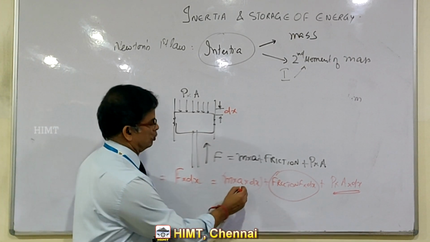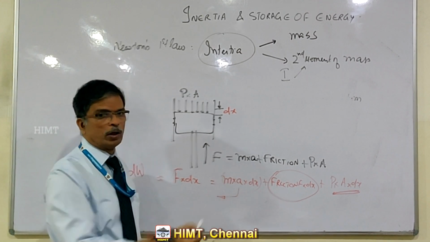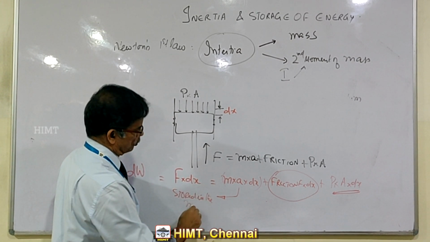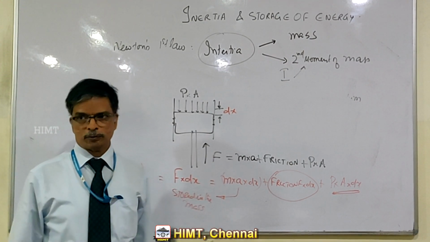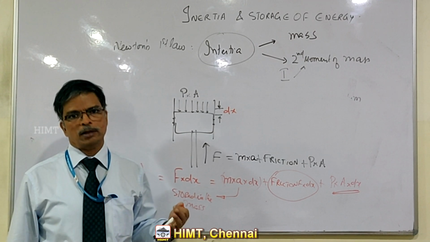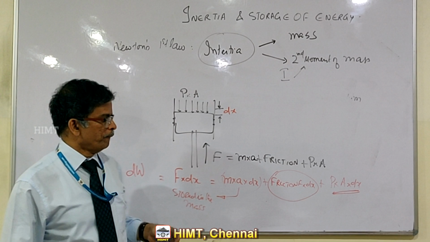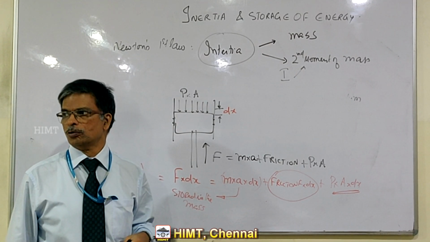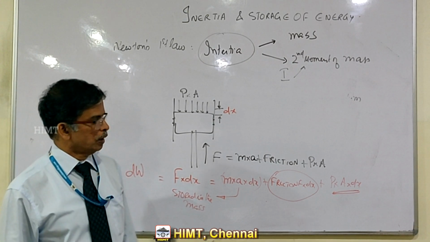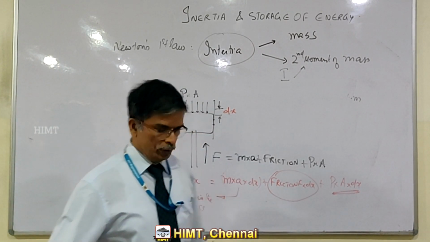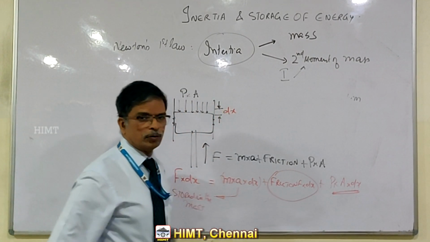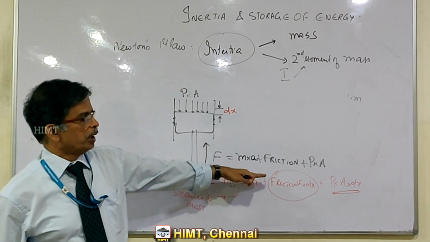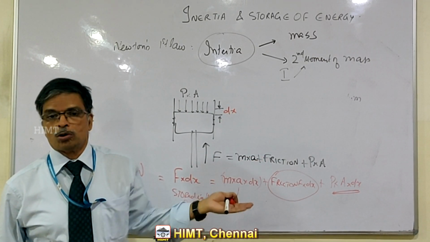Where does this go? This part of the work will not go anywhere. This will be stored in the mass. This much energy is always stored in the mass. That is why any form of inertia always means energy will be stored. And stored energy will become available in a different position or a different time during motion. But energy gets stored. And what is this part of the work for? It is this part of the work which becomes energy for the air. Energy stored in the air.